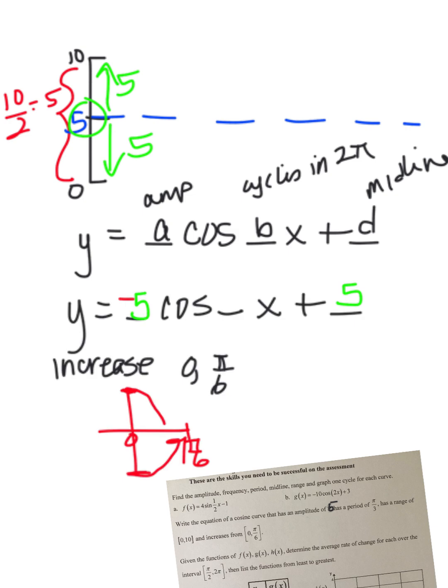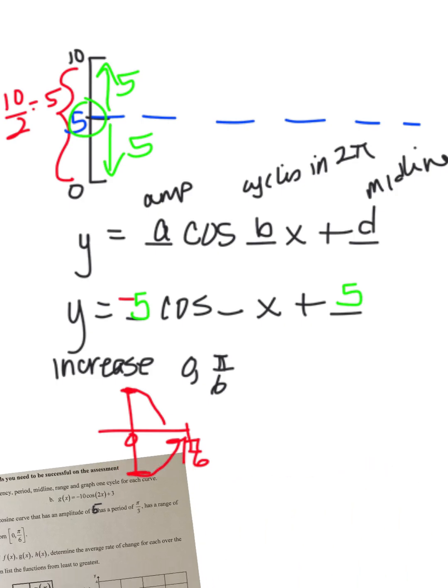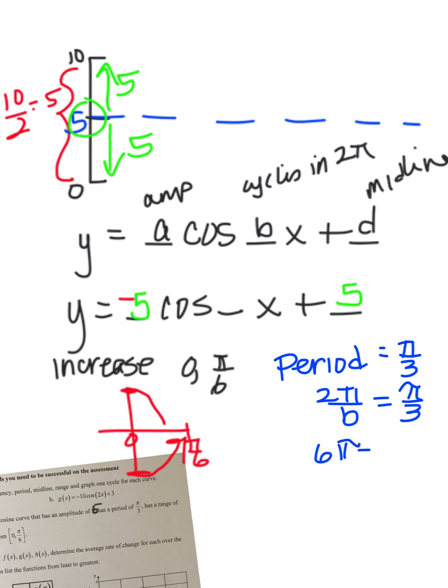All right, so now we have to get B. So we have to use the period information. It says the period is equal to pi over 3. Now remember, period is 2 pi over b. So 2 pi over b has to equal pi over 3. Cross multiply. We get 6 pi equals b pi. Divide by pi. So b is equal to 6. So it's y equals negative 5 cosine 6x plus 5.